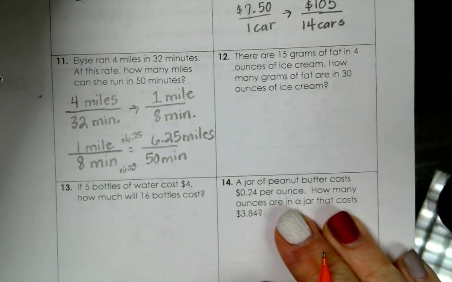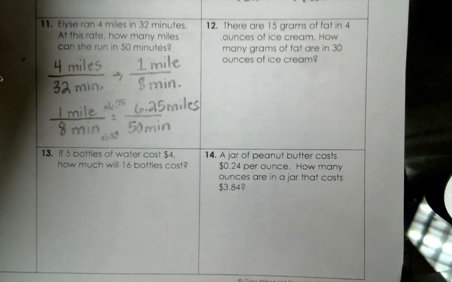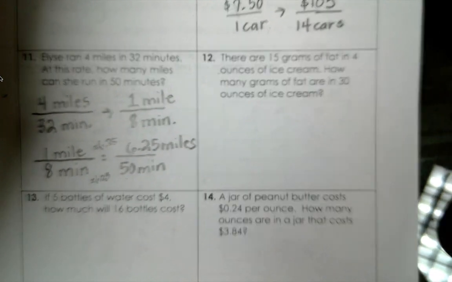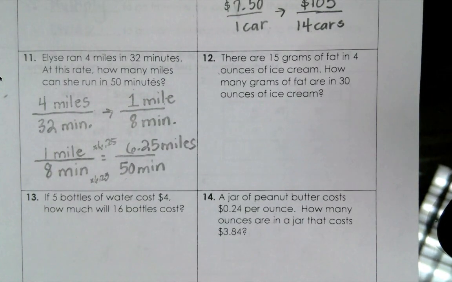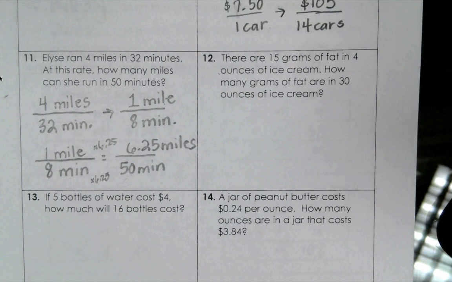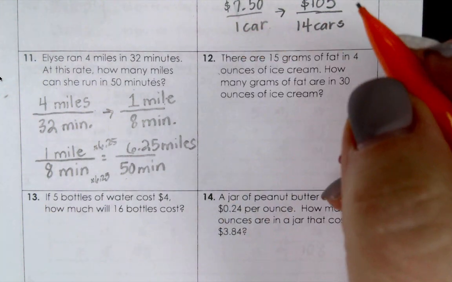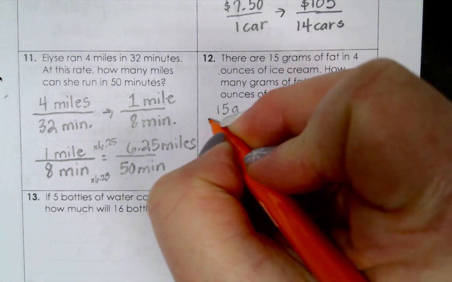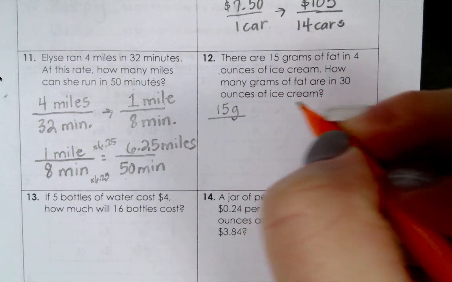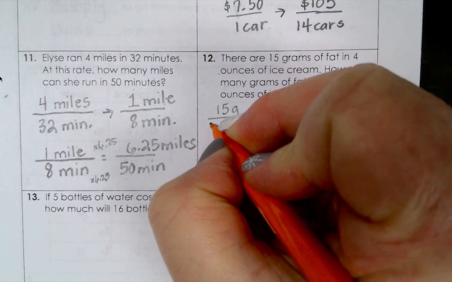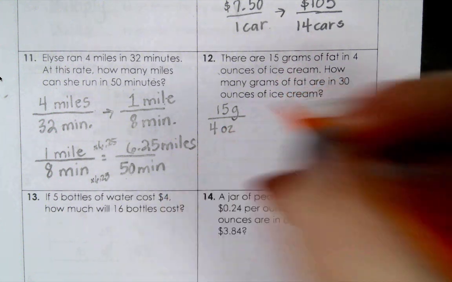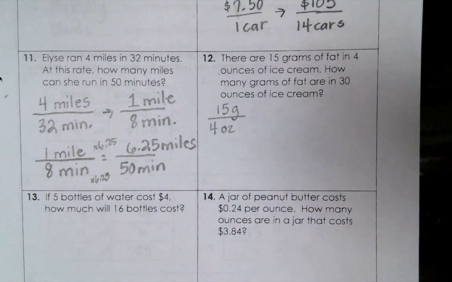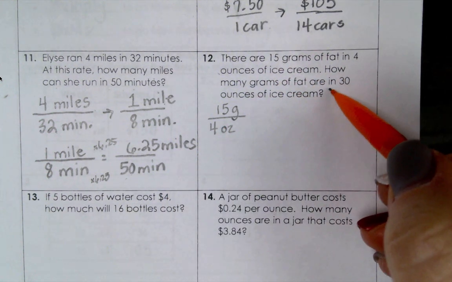I'll do number 12 with you, and then I'll let you do 13 and 14 on your own. So there are 15 grams of fat in 4 ounces of ice cream. How many grams of fat are in 30 ounces of ice cream? So 15 grams of fat in 4 ounces of ice cream. And I want to know how many grams of fat are there in 30 ounces.